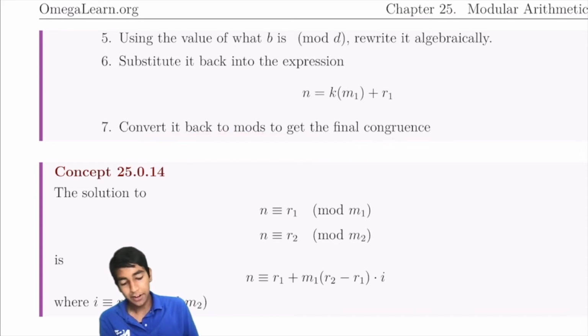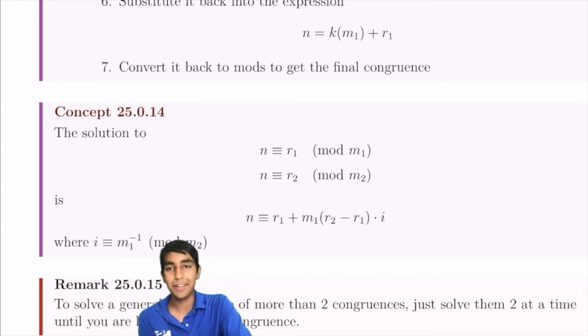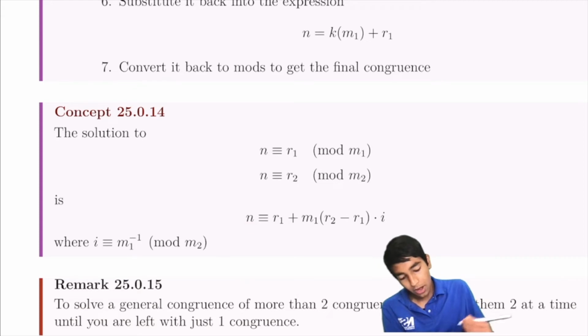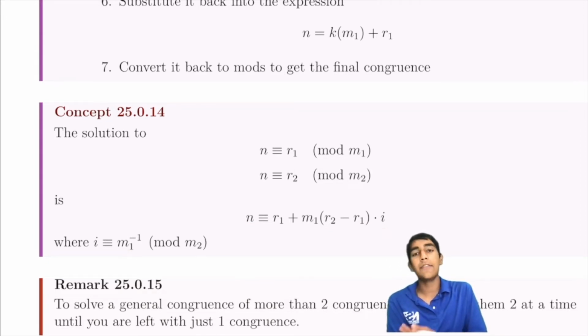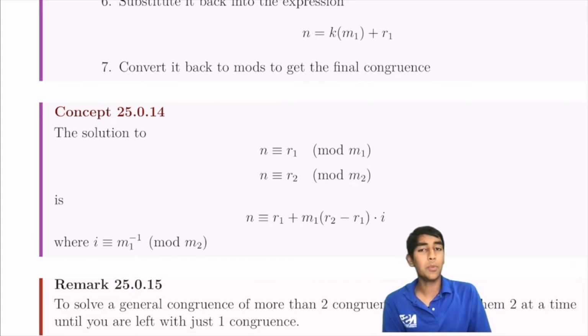So now here's an actual formula, and it's a little hard to memorize. I'll be honest, I haven't memorized this myself, but if you want to, you can. N is just R1 plus M1 times the difference of R2 and R1 times the modular inverse of M1. And it's basically derived from the process we just went through. You can do this if you want, but you can really just use the algebraic method. That works perfectly fine. But this might save you a little bit of time.